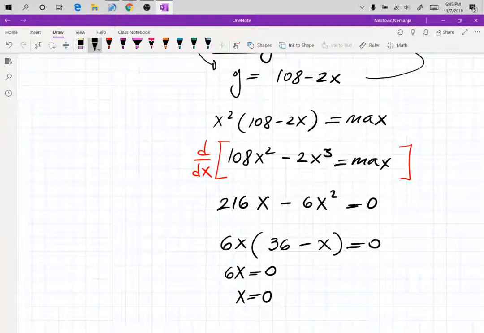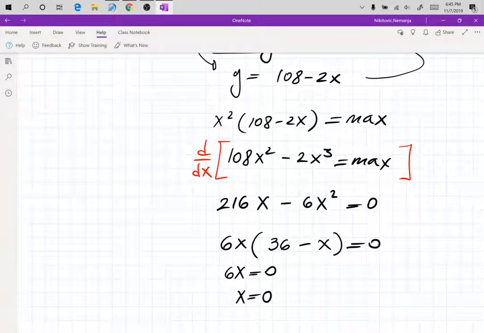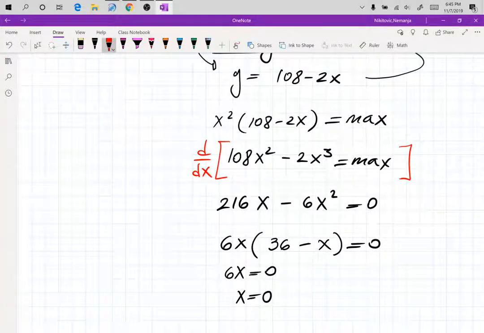What do I do with this information? Throw it in the garbage, exactly. Why do I throw this answer in the garbage? Yeah, because the length of your suitcase cannot be 0.